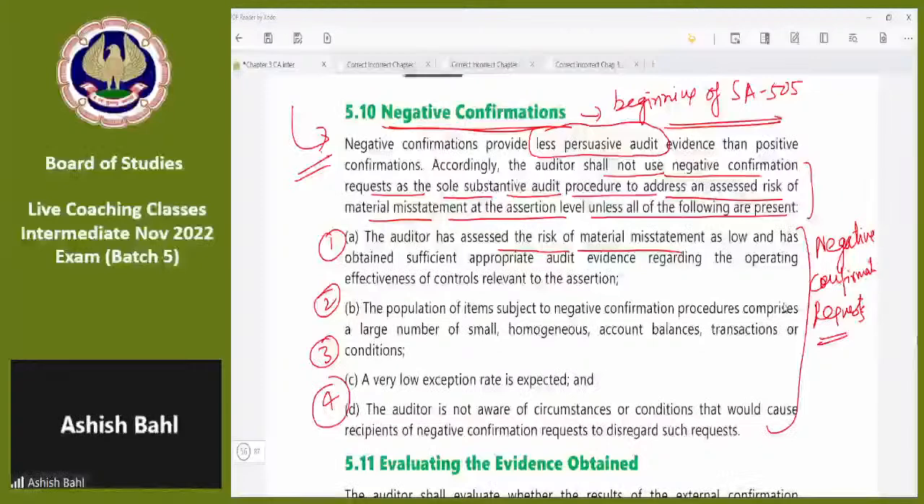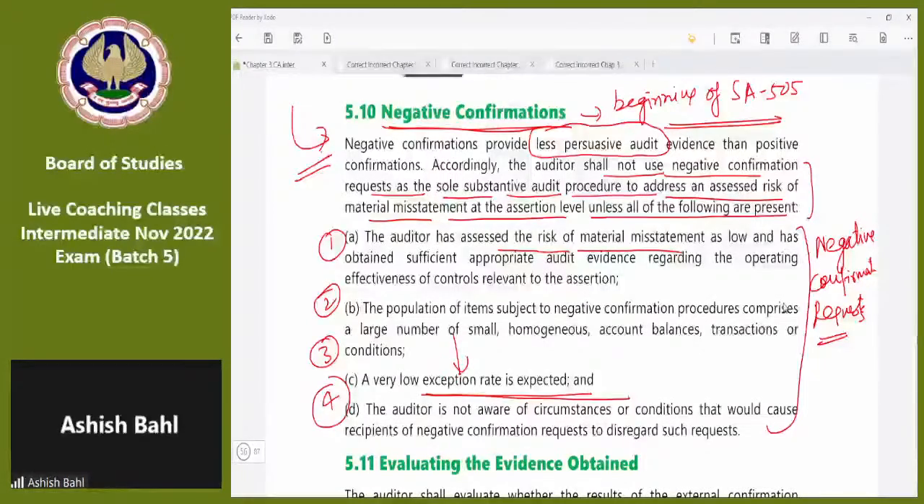to receive a positive confirmation response from every positive confirmation request. So I might be sending a negative confirmation request, because by experience I know that there could be only little possibility of variation in balances. So I would request that you send your reply only if your balance disagrees. Is that clear? A very low exception rate is expected.